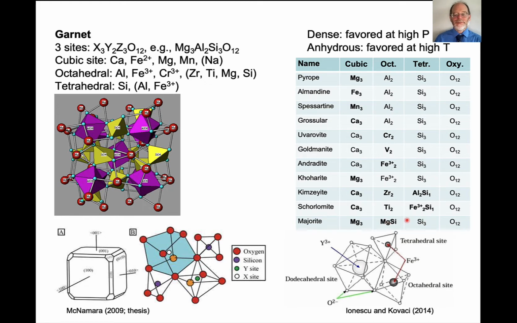And I put this in here just to say that we talk about garnets, of course, in the earth sciences, but they're also important in some applications of materials science. So this one is a yttrium ferric iron garnet.